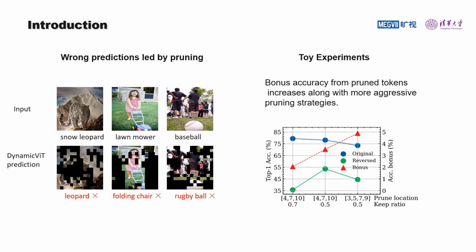In the left figure, we show the wrong predictions brought by pruning in ImageNet-1K, which we also mentioned earlier in the quick preview. In the right figure, we show toy experiments to illustrate that the pruned tokens' information is worth saving. The bonus accuracy comes from using pruned tokens but not the reserved tokens in the first pruning layer. Although it leads to a terrible performance drawback, it also gives some extra right predictions.